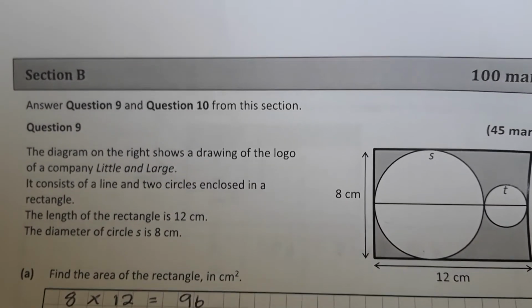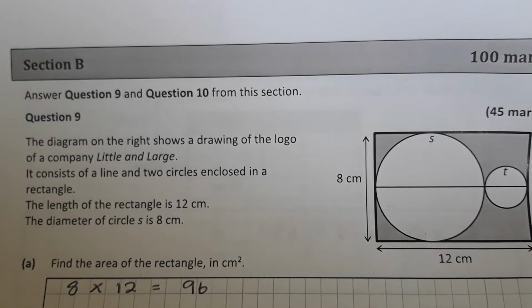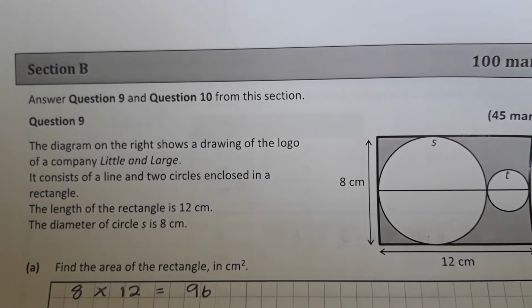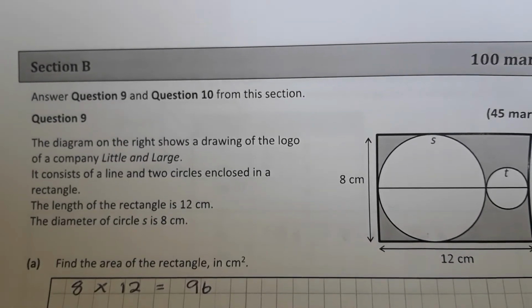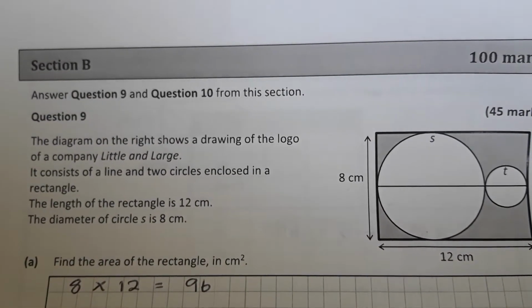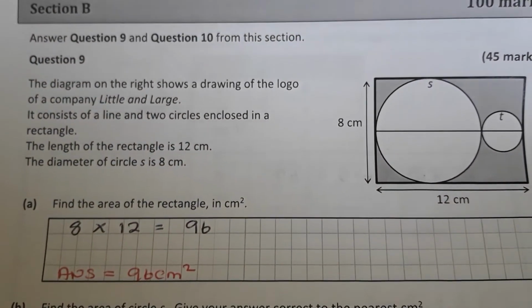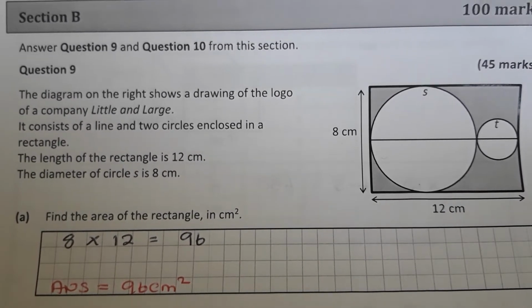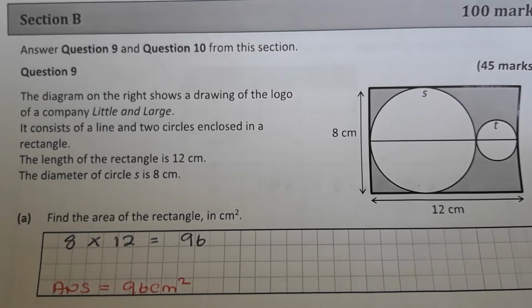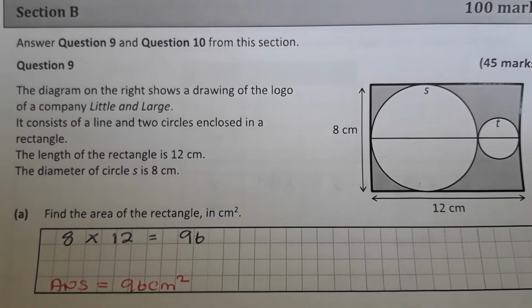So to get the area of the rectangle, it is the length multiplied by the height, or the height multiplied by the length, which is 8 multiplied by 12, which gives you 96. So remember, when you're writing your answer, put in that it's in centimeters squared. So your answer is not 96, it's 96 centimeters squared.